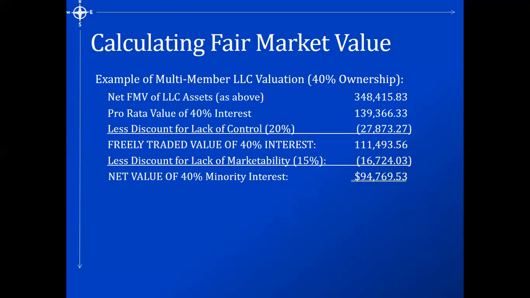But in this case, just for our example purpose, the net value of the 40% minority interest would then be $94,769.53. So that would be the value instead of the $139,000 interest that you would report to the custodian as the value of those minority interest LLC member units.